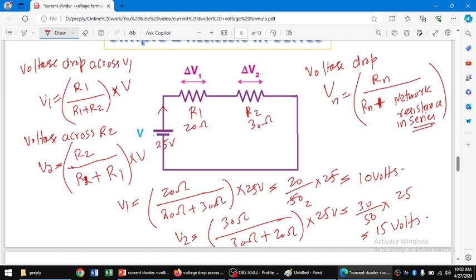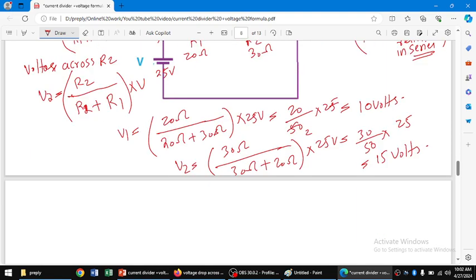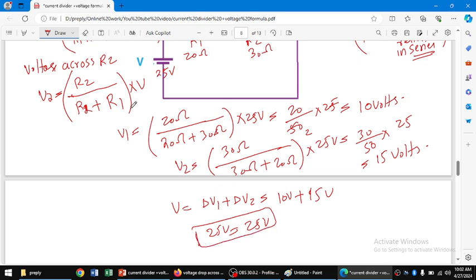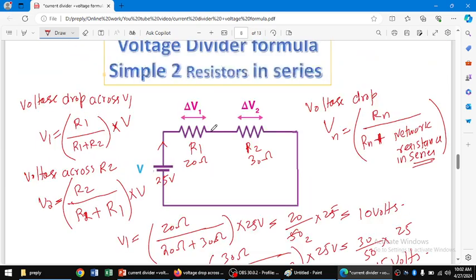Now you can check this. The total voltage across V1 plus V2 must be equal to the source voltage V. It is a quick check: V is equal to V1 plus V2, which is 10 volts plus 15 volts, that is 25 volts. The source voltage is also 25 volts, so the voltage drops across R1 and R2 add up to the source. This is for two resistors R1 and R2 in series.